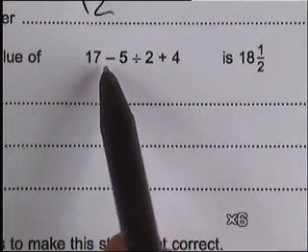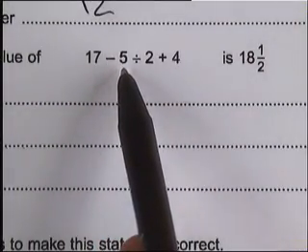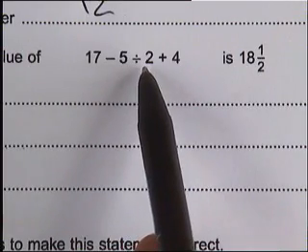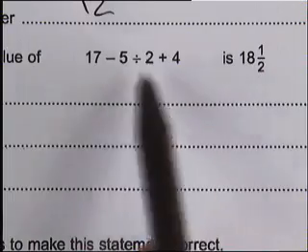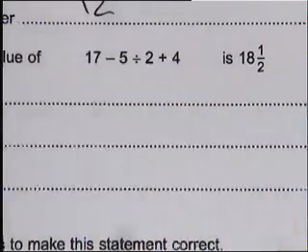Because if we just do 17 take away 5, we get 12. 12 divided by 2 is 6, and 6 plus 4 is 10. So we can't just go straight through and get this answer over here.